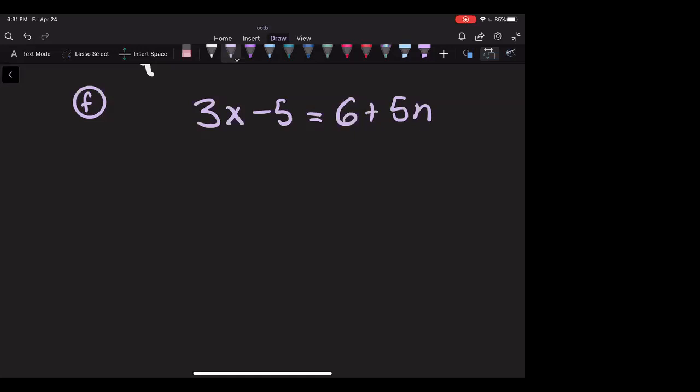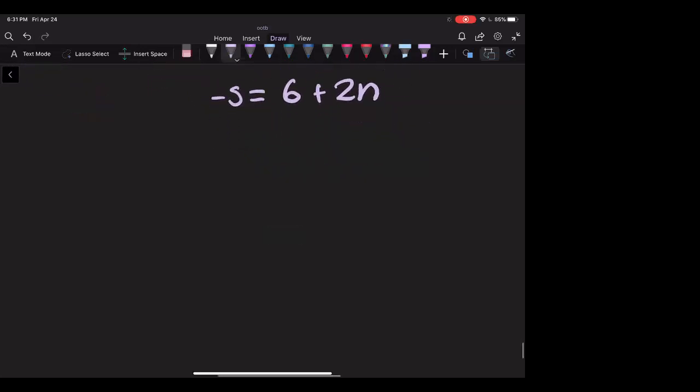Could you make the next step, like the 2n at the bottom? So negative 5 equals 6 plus 2n. Yeah. Okay. Now it's like the basic questions we were doing before, right? Yeah. So 6 is adding. What's the opposite? Subtracting. We're going to subtract 6.